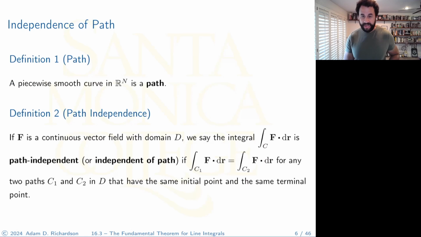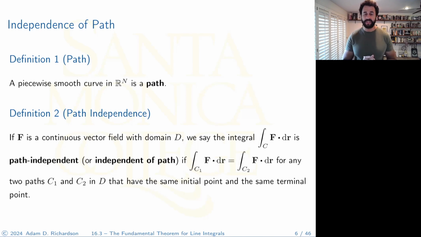Okay, now, next we need to talk about independence of path. So first, let's define a path. I've used the term before, but let's explicitly define it. A path is just a piecewise smooth curve, and it's just what we refer to as a path. It means that it's smooth, or if it's not, you could at least break it up into a finite union of piecewise smooth curves. That's the idea.